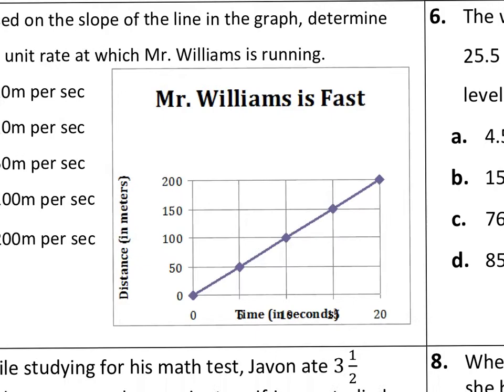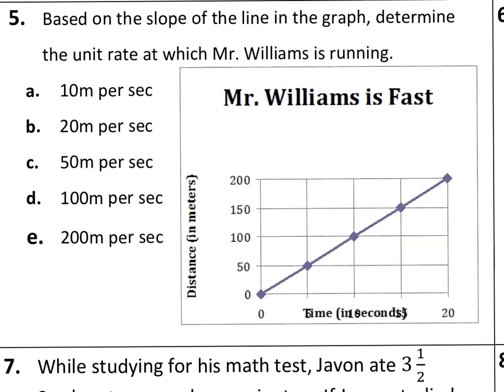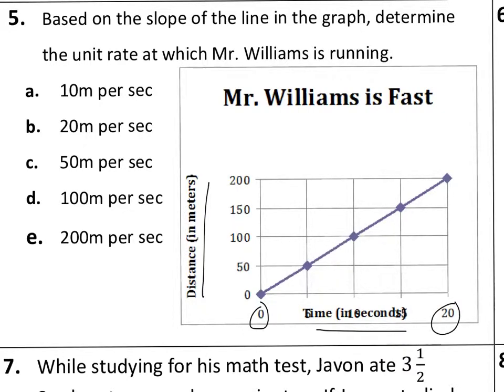Number 5. This one was tricky because you had to interpret some stuff from the graph. If distance is on the y-axis and time in seconds is on the x-axis, I know that this is 0 and this is 20, but there are some lines in between. It was kind of covered up by the time. This was 5, this was 10, this was 15.